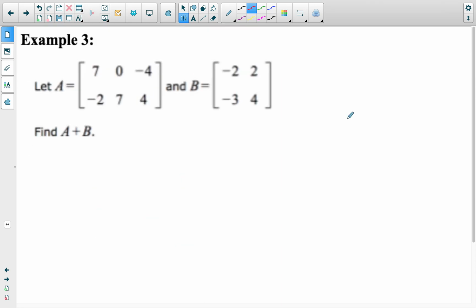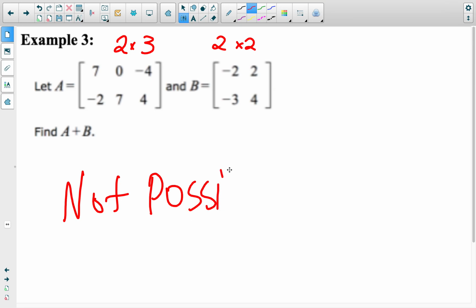What about this one? What if we try to add these two matrices together? Notice that matrix A is a 2 by 3 and matrix B is a 2 by 2. I cannot add them together. They have different dimensions, so you would say not possible or no solution.